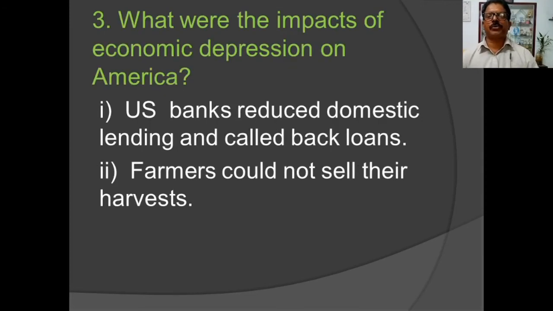What were the impacts of economic depression on America? US banks reduced domestic lending and called back loans. American banks reduced domestic lending, even giving loans within the country they reduced, and they called back loans. They asked people to pay back the loans. Second point, farmers could not sell their harvest. Whatever produce they made, they were unable to sell in the market. There were no buyers.